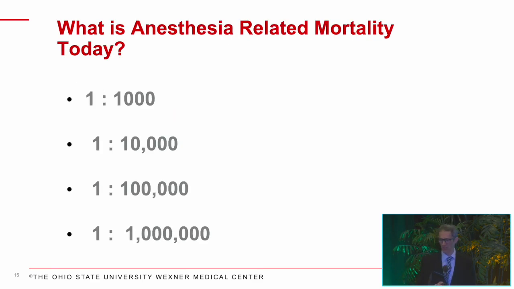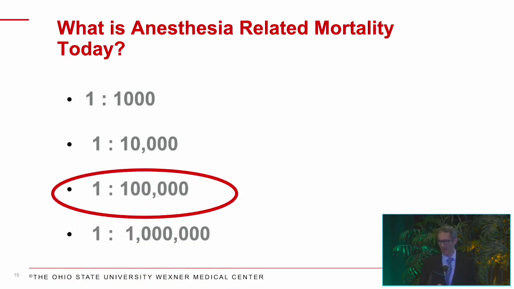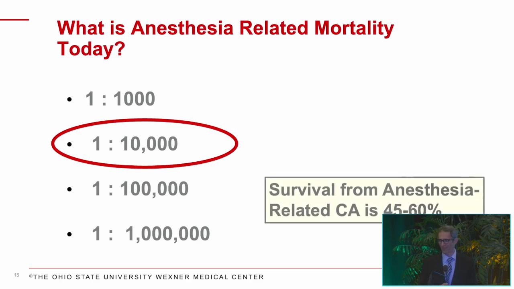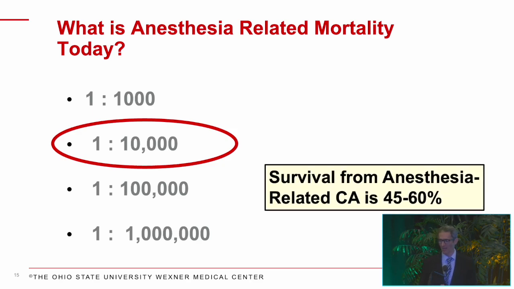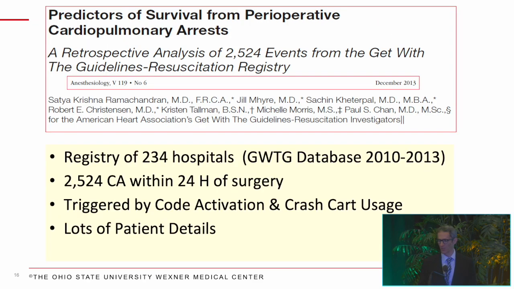So what is anesthesia-related mortality? We kind of talk about this sometimes with patients. I don't throw out numbers, but we talk about the risk of something bad happening. It's 1 in 10,000 anesthesia-related mortality, and if somebody arrests from something directly related to anesthesia, things we do, they typically have a better outcome because these are typically reversible things like airway and drug problems.